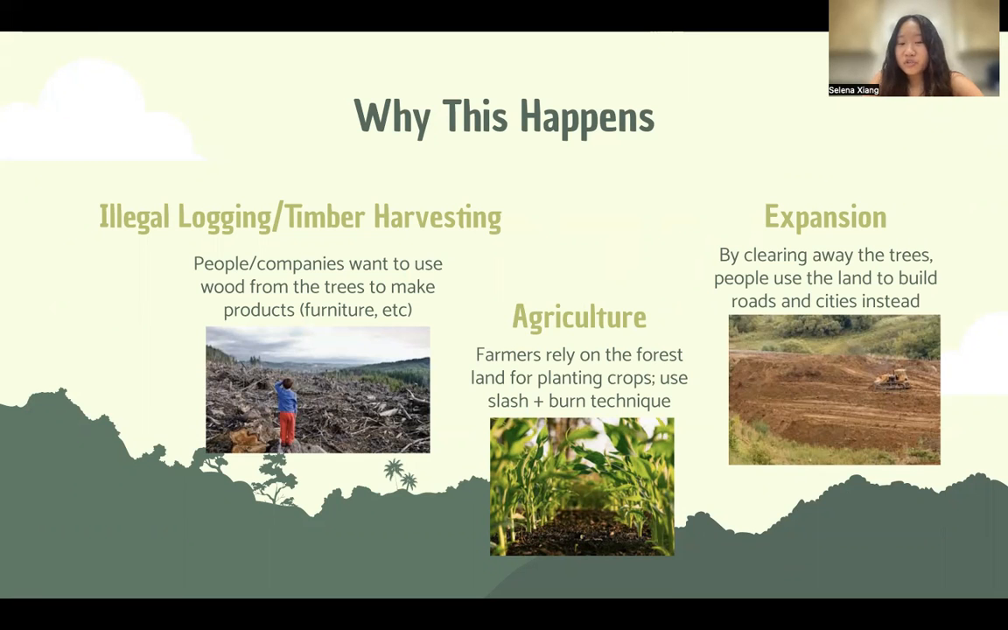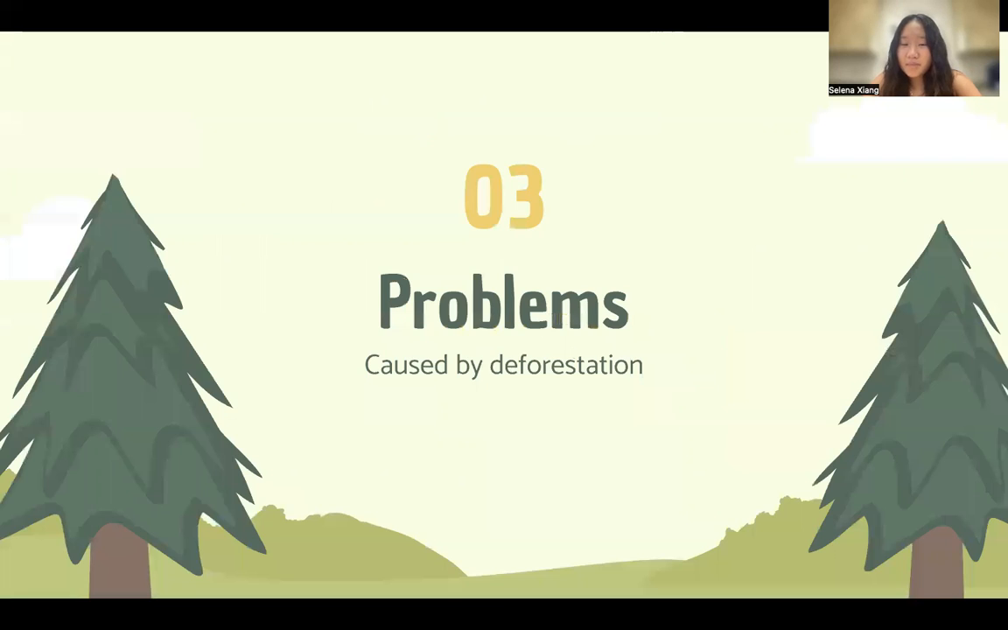Another thing is agriculture. So farmers rely on the forest land for planting these crops, and they use this technique called slash and burn. And what that ends up doing is it harms the trees, and oftentimes it'll kill the trees. And finally is expansion. So think about it. When you want to build a road or a city, you need that land nice and spacious, right? We can't have a lot of trees crowding in that area. So that's why people clear away the trees to build all of these things.